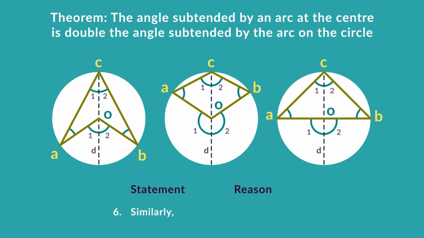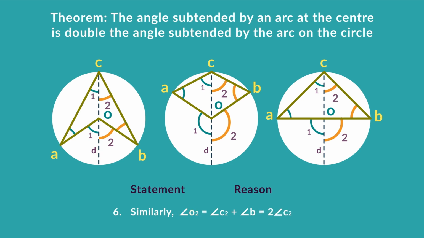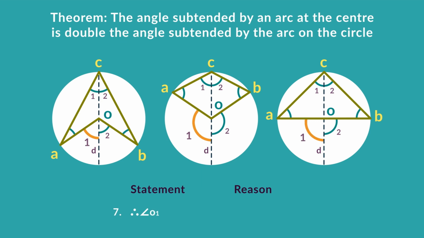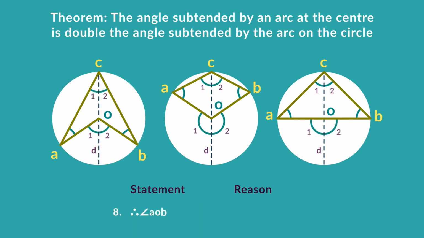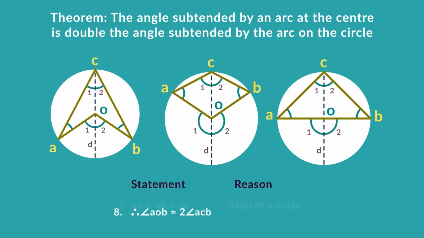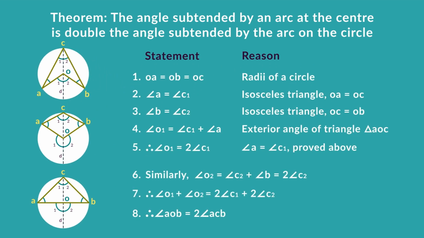In the same way, angle O2 is equal to angle C2 plus angle B. So angle O2 equals 2 times angle C2. Now we have angle O1 plus angle O2 equals 2 times angle C1 plus 2 times angle C2. This gives us angle AOB is equal to twice angle C. We have proved that the angle subtended by an arc at the center is double the angle at the circumference.